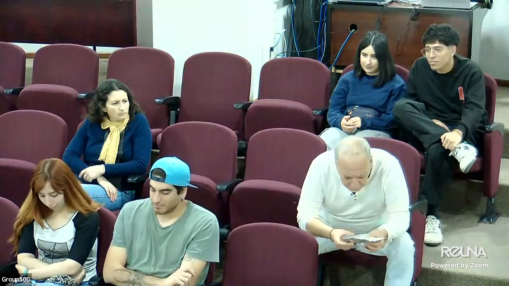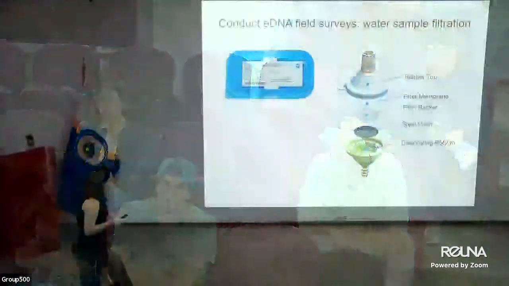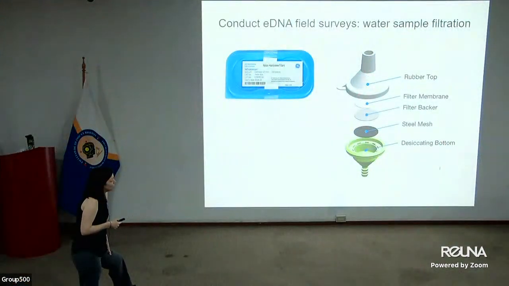So what's really cool about this, it's got a rubber top. And then once we filter a sample, I'm going to pass it around so you can actually open it and look at the pod. It has the filter membrane, which is whatever material and size you want. And then it has just a backer that helps with flow, a steel mesh part. But this is the prize right here. This bottom dries the filter.